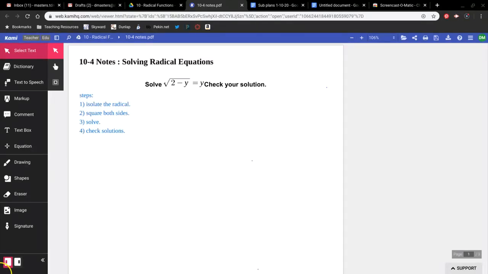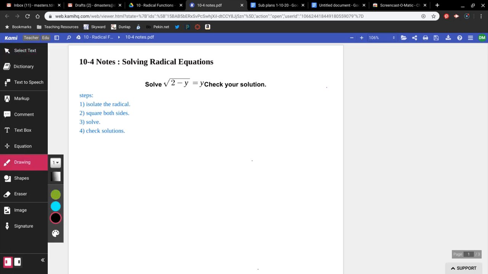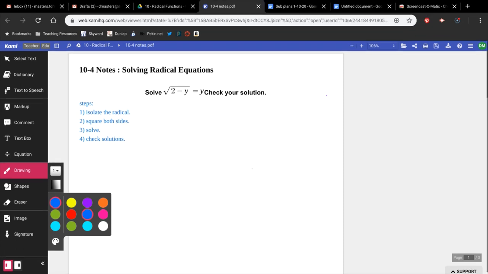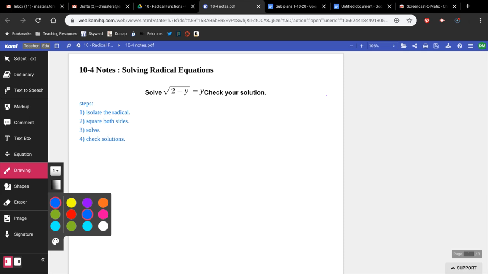So if you see here, the 2 minus y is under the radical on the left side, and all the other pieces that are not under the radical are on the right side of the equation. So the radical is isolated, it's by itself. So once you have that first step completed, your second step is to square both sides. So I'm going to go ahead and start by squaring both sides of my equation, keeping in mind that the square and the square root cancel each other.